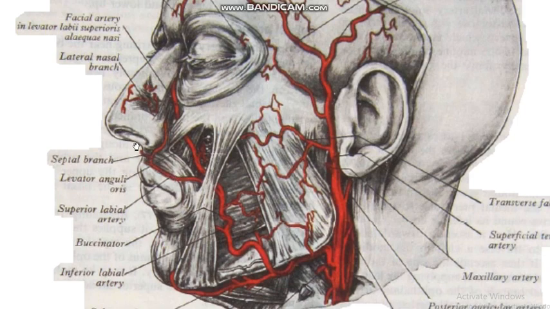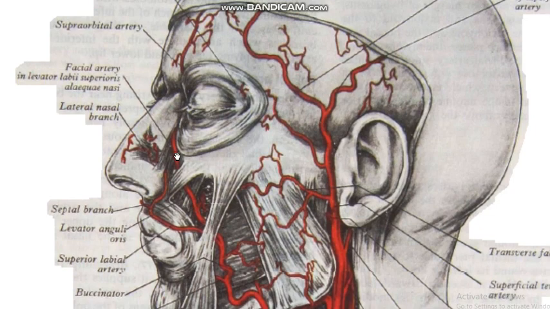Not only that, it gives off a septal branch to the nose and an alar branch to the nose. Beyond that, the facial artery is continuous, going along the side of the nose, over the levator labii superioris alaeque nasi, going on to the medial angle of the eye, and in this course it gives off another branch, the lateral nasal branch, which supplies the dorsum and the ala of the nose. And in reaching the medial angle of the eye or the inner canthus of the eye, it anastomoses with the dorsal nasal branch of the ophthalmic artery, which is again a part of the internal carotid artery.